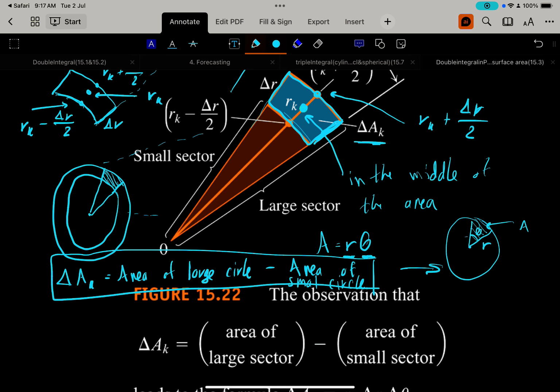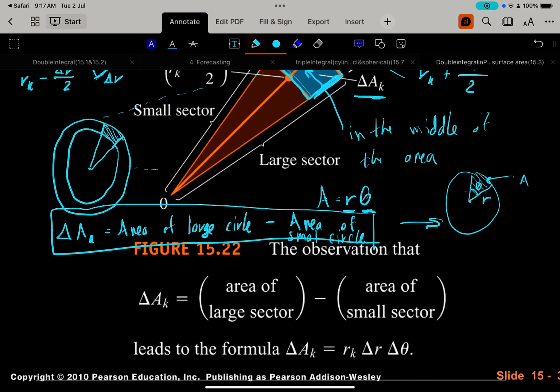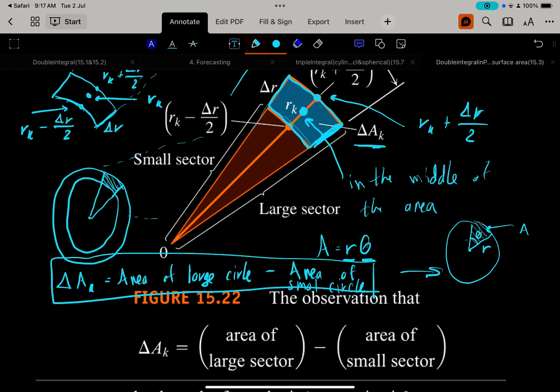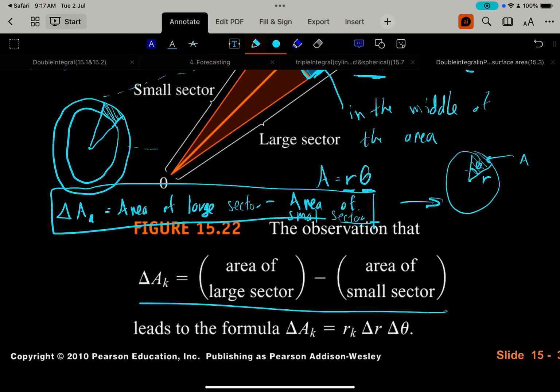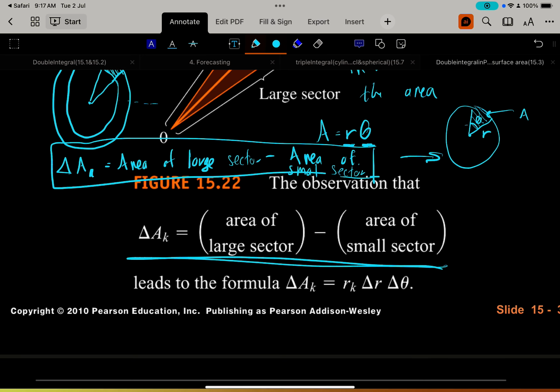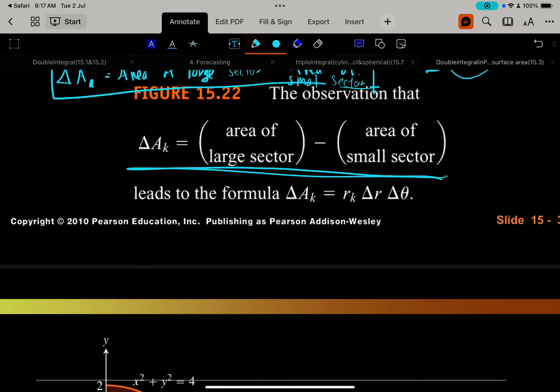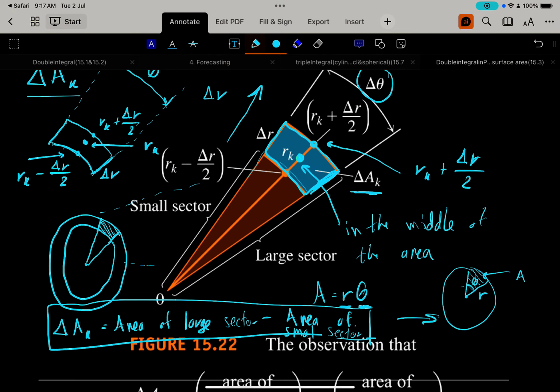Now what are the areas for the large circle and the small circle? As you can see, it's not a circle, it's a sector. So the area of the large sector minus the area of the small sector. And then delta AK is this. Now, we're going to show you how this leads to a formula that we can use.